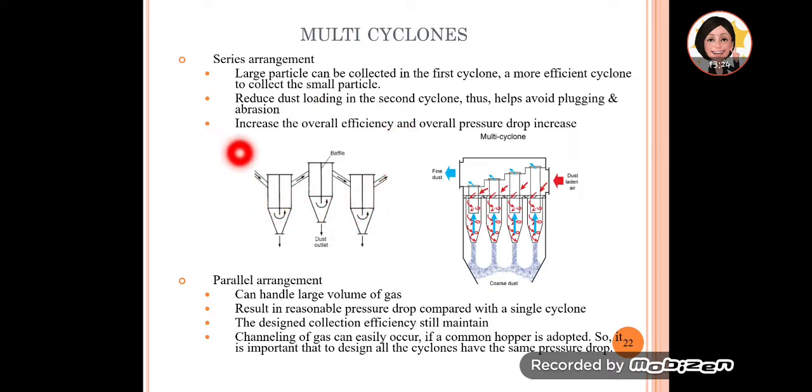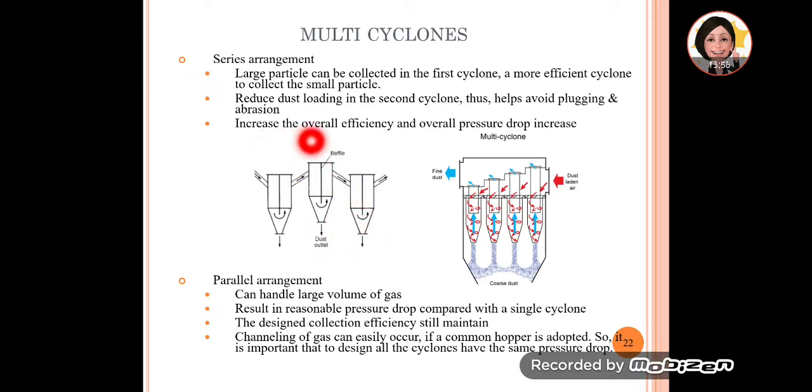So literally the gas will flow into the first one, and this cyclone will be designed for a larger particle size, and then the air that leaves this cyclone will feed into the next cyclone, and so on. Okay, so with that we can design the cyclones to cater to the range of particle sizes that we are looking at. And here we collect the different particle sizes of the dust.